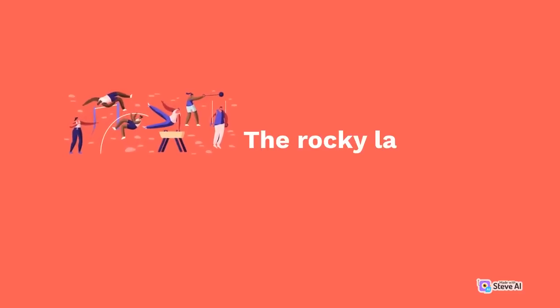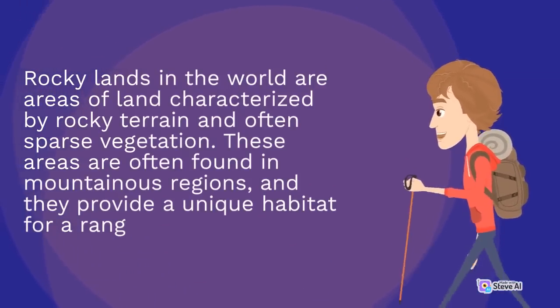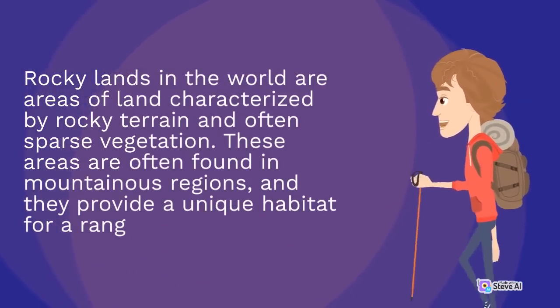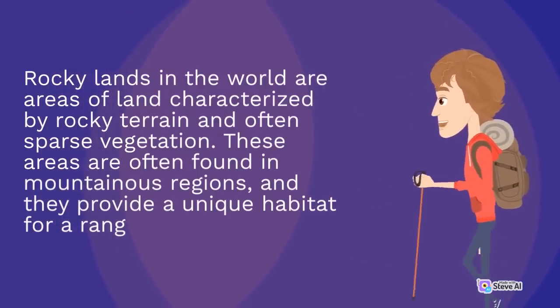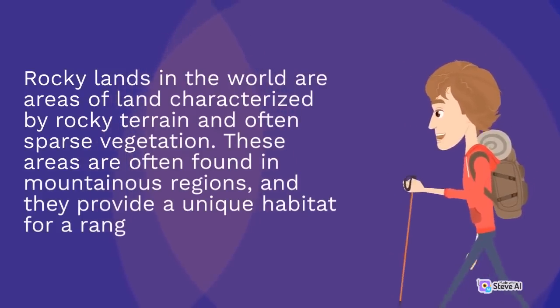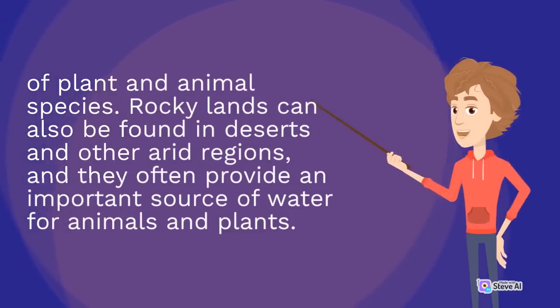The rocky lands of the world. Rocky lands in the world are areas of land characterized by rocky terrain and often sparse vegetation. These areas are often found in mountainous regions, and they provide a unique habitat for a range of plant and animal species. Rocky lands can also be found in deserts and other arid regions, and they often provide an important source of water for animals and plants.